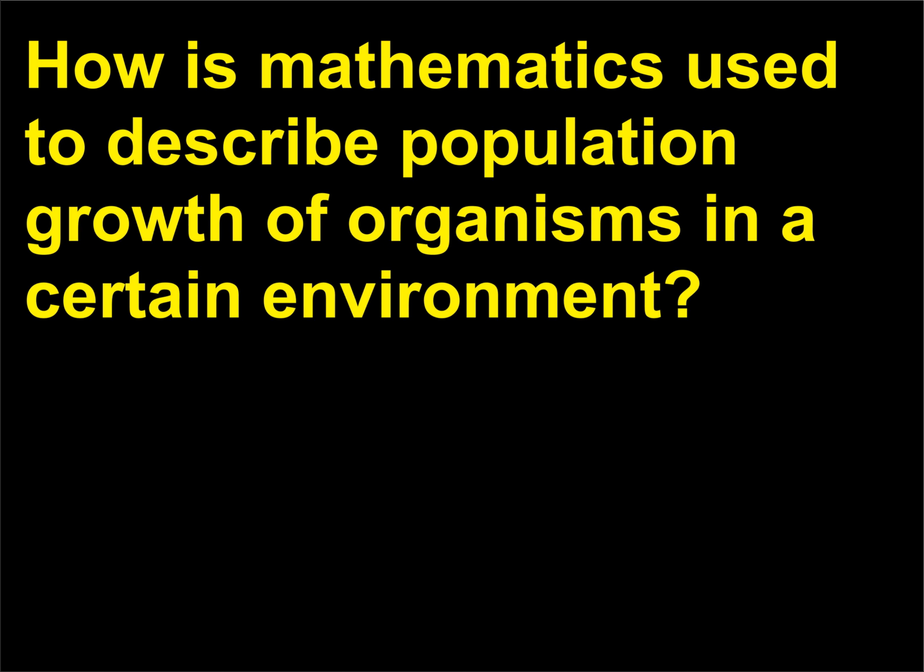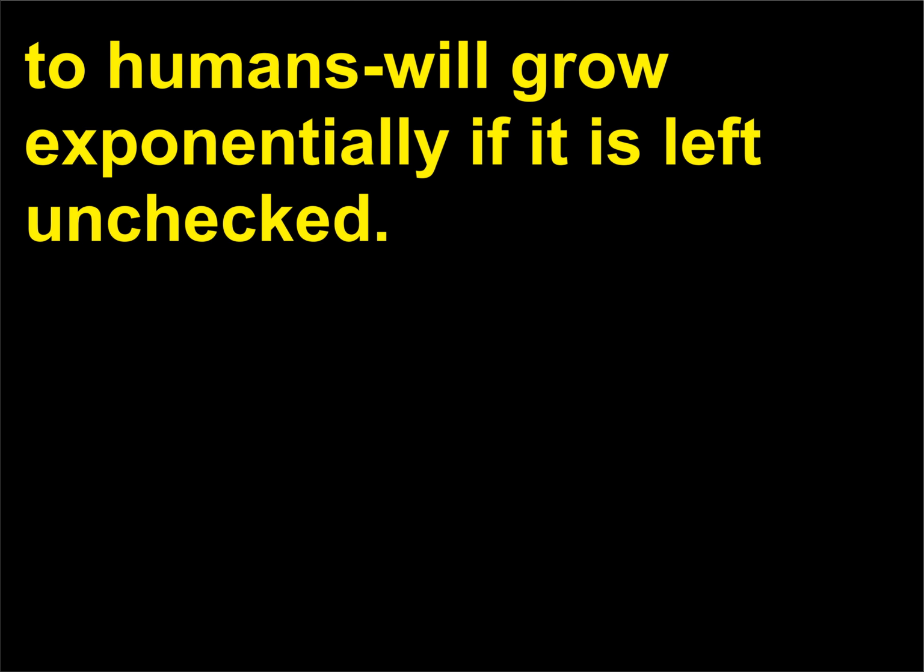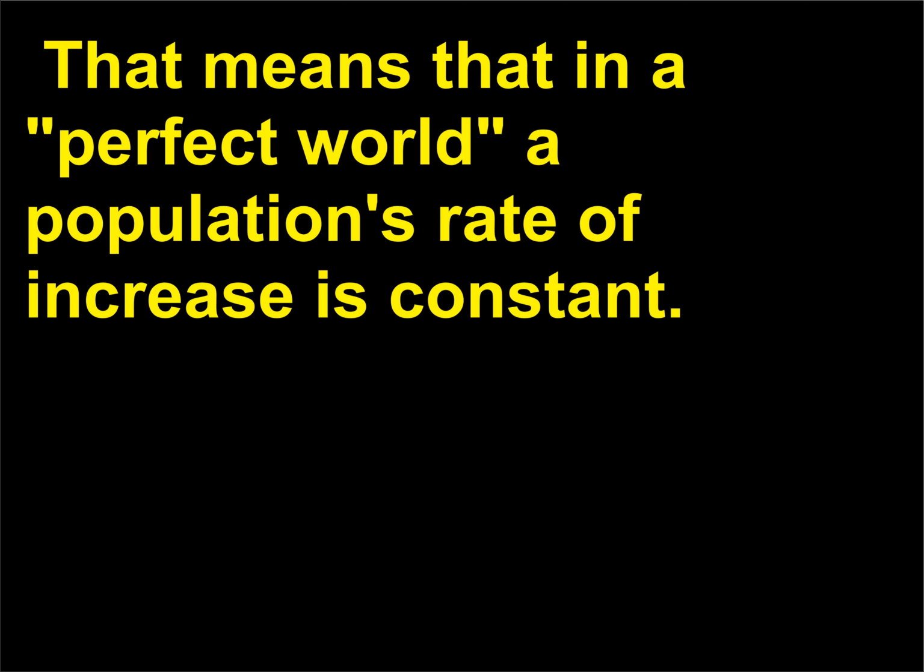How is mathematics used to describe population growth of organisms in a certain environment? In general, a certain population of organisms, from rabbits to humans, will grow exponentially if it is left unchecked. That means that in a perfect world a population's rate of increase is constant.